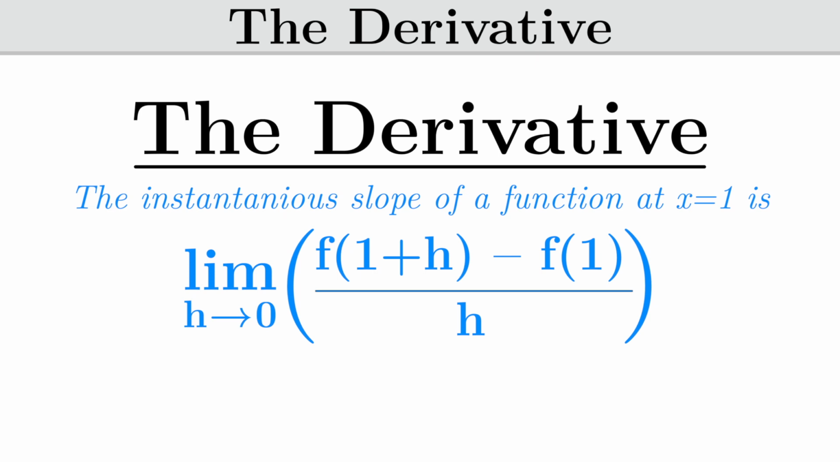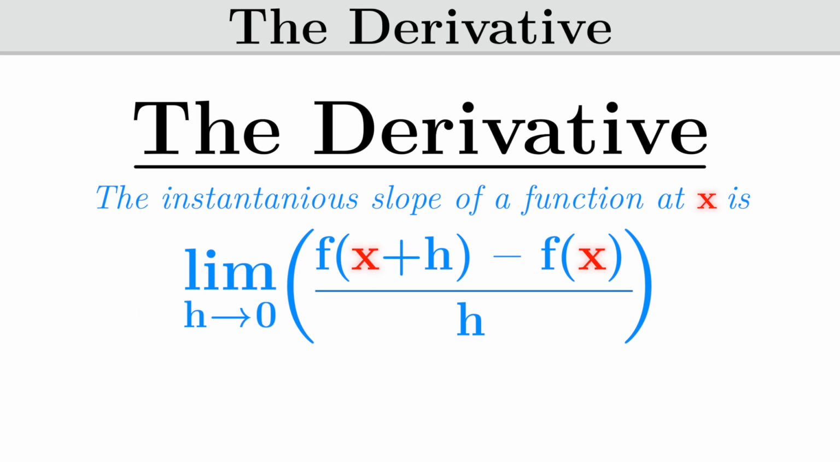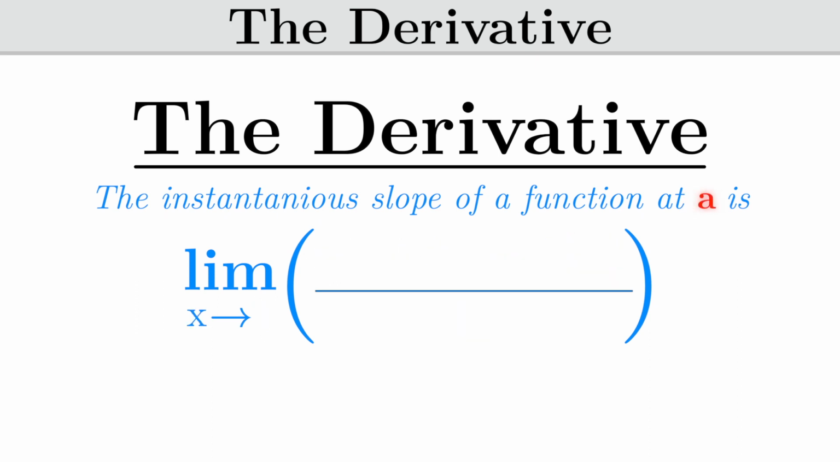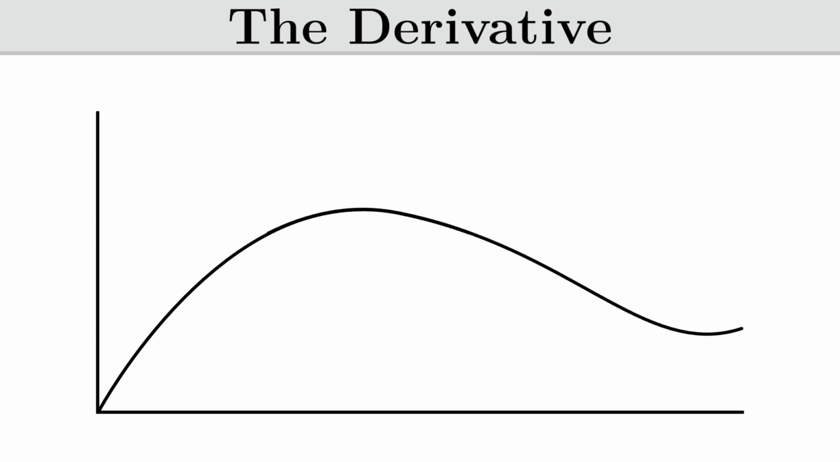If we want to consider a point besides x equals 1, we can replace every instance of 1 with some unknown value x. This is one of the two limit definitions of the derivative. The other definition is the limit as x approaches a of f of x minus f of a divided by x minus a. Graphically, this definition comes from taking the slope between x and another point a as we let the value of a approach x.